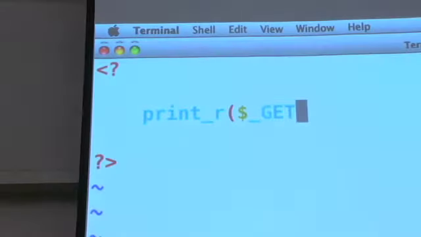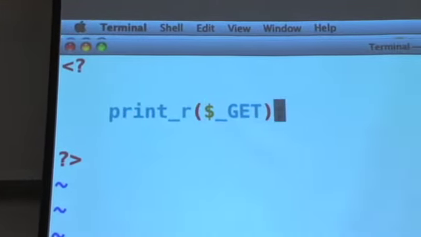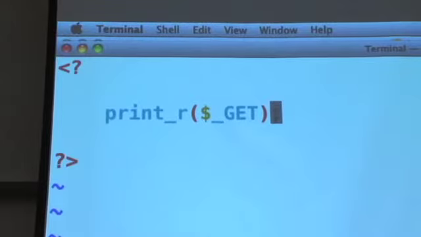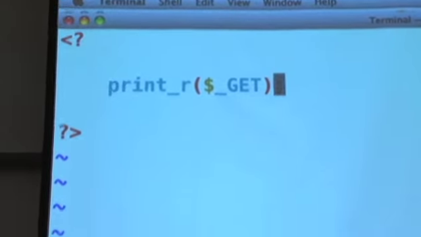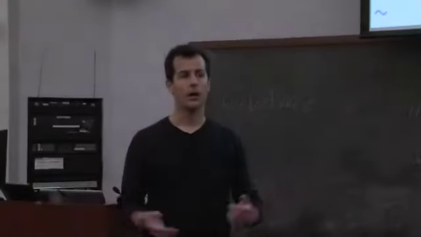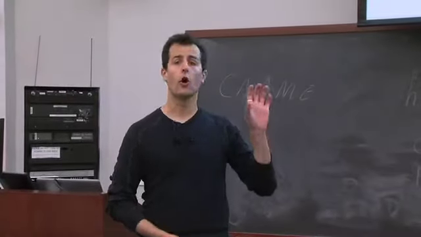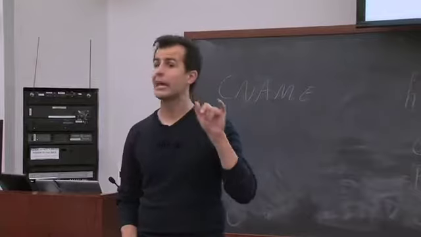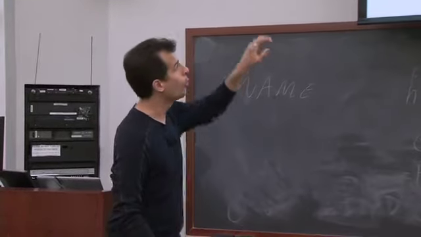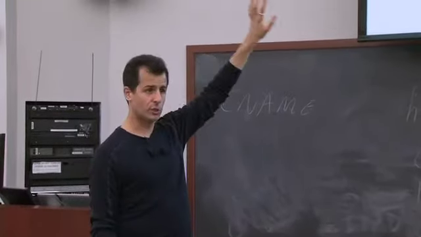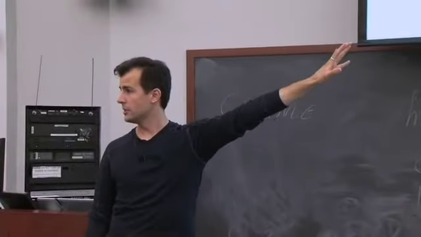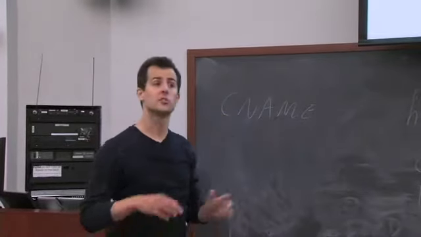Turns out one of these superglobals is called $_GET. And as the name implies, inside of this variable is going to be an associative array, a hash table, that contains all of the key value pairs, all of the parameters that came from a form on the web. So the goal right now is to print to the screen just the contents of what the browser is sending to me, just as a diagnostic. And then we'll actually do something interesting with it.